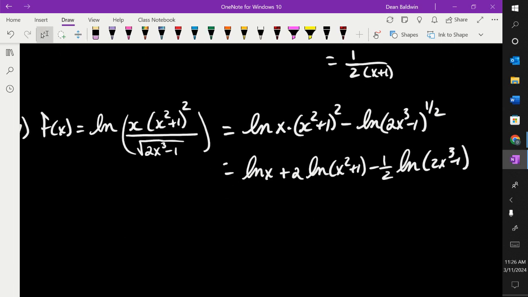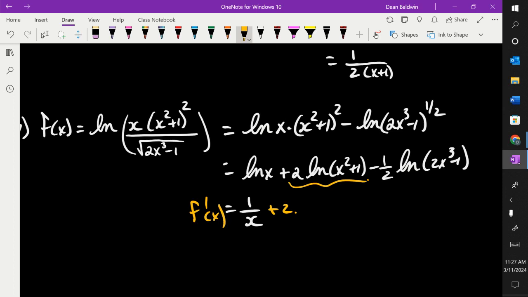So now we have this. We've broken it into 3 separate parts. Now we can do our derivative. And because it's all being added, you just do each one separately. What's the derivative of the natural log of x? It's 1 over x. For this part, the 2 is a constant, so I don't care. Put that out. And I should say this is f prime.